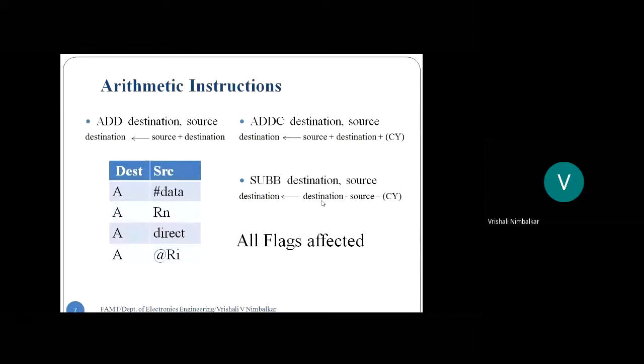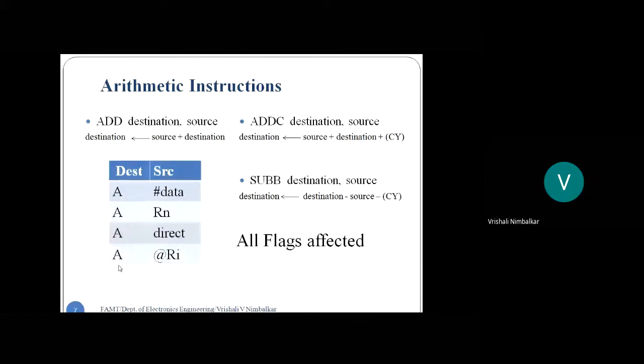So always remember, it is destination minus source minus the carry bit. The carry acts as a borrow during subtraction. So it is destination minus source minus the borrow, and the result is stored in destination. So these are the formats. Now, who is the destination? Who is the source? Look at the table on the left hand side. The destination is always the accumulator. One of the data is in the accumulator as well as the destination is the accumulator.